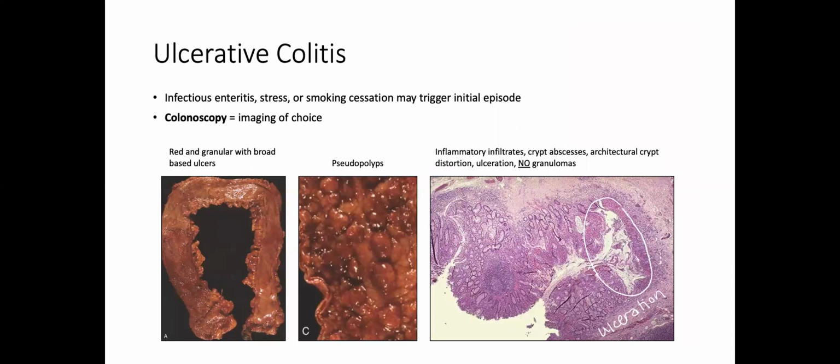Okay, here's UC. Infectious enteritis, stress, or smoking can trigger an initial episode of UC. So we've got red granular broad-based ulcers, as shown here, and pseudopolyps. On a colonoscopy, they may think, oh, here's a polyp, but it's not a true polyp. And then here we've got inflammatory infiltrates and crypt abscesses, but no granulomas. So we can see ulceration here.